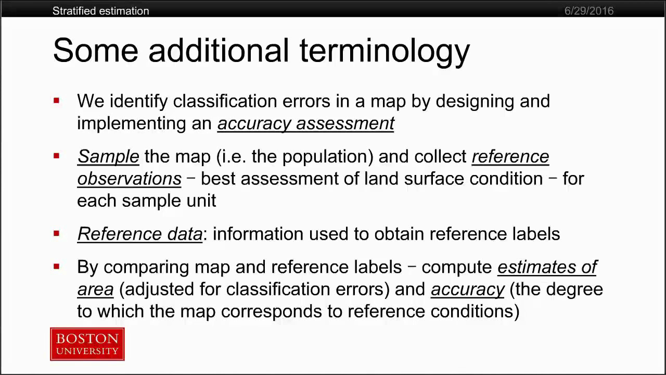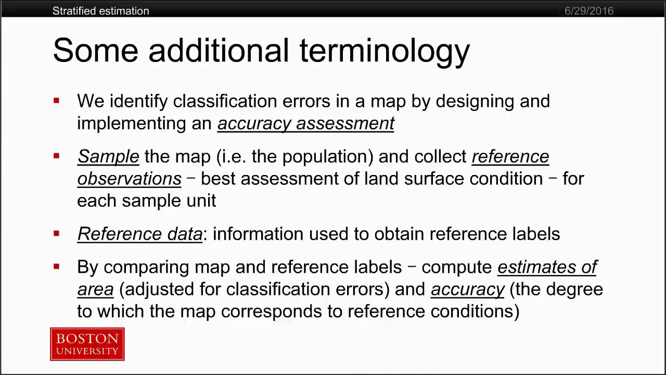There are a couple of different steps involved in that. The first one is that we need to figure out how to sample the map. So we have our population, which in the example here is the country of Cambodia. That's our population: all the pixels that make up the country of Cambodia. It's millions and millions of pixels. We can't analyze every single one of them, so we're going to have to sample them, just like we did with the American voters in the example.